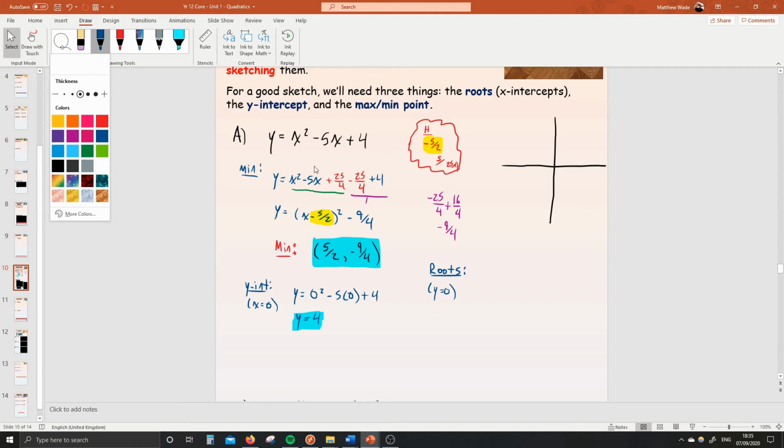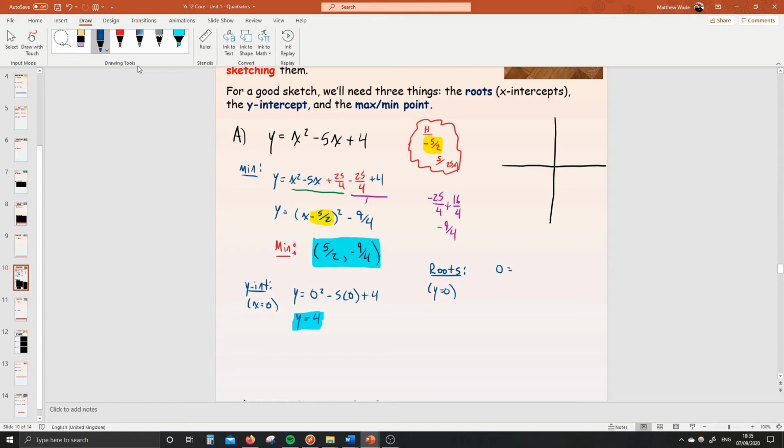We're going to be solving the equation 0, because I'm just popping 0 in for y, equals x squared minus 5x plus 4. Now you can just do regular factorizing. Two numbers that times to make 4, and add to make minus 5. If ever you're stuck, just use quadratic formula. It's all good in the hood. The two numbers should be minus 4 and minus 1. I hope that you agree with that.